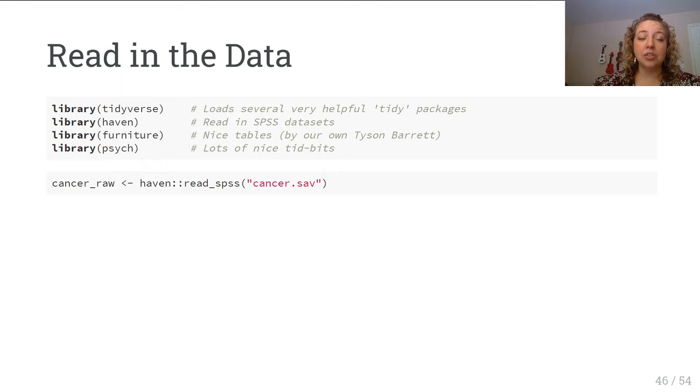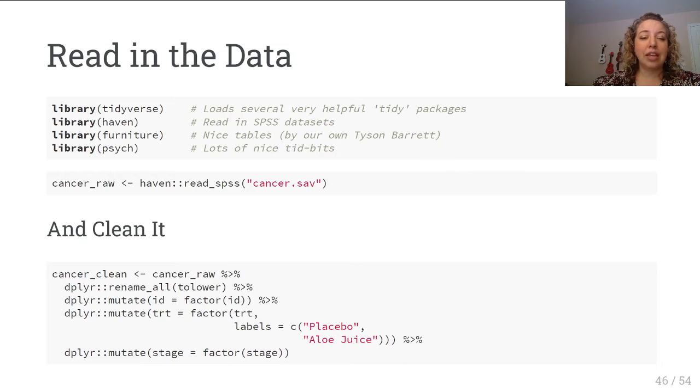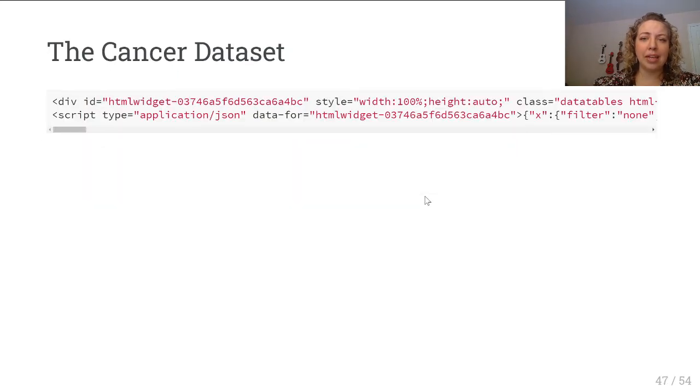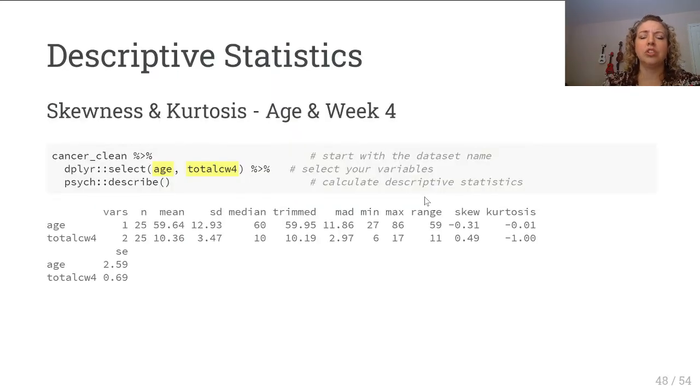I'm going to use four different packages here: Tidyverse for general usage, Haven to read in an SPSS dataset, Furniture to do some descriptive statistics perhaps, and the Psych package for doing other describe functions. So this data set, I've cleaned it up. I can't get it to show correctly, so we'll switch right here.